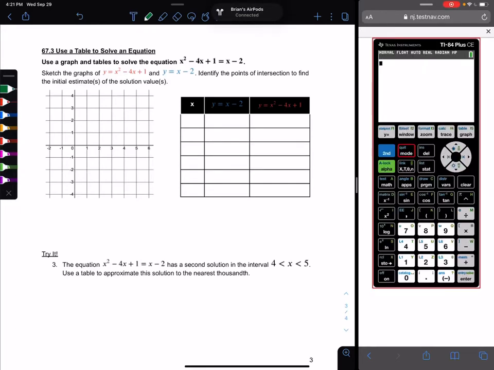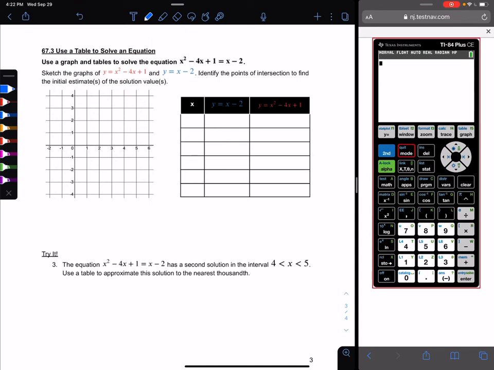In this video, we're going to look at topic 67, example 3, where we use a table to solve an equation. In this video, I'm going to go into a little bit more detail with how to use the graphing calculator to come up with some tables, use the tables to plot specific graphs, and also use the tables to find approximate solutions. So let's get started with that.